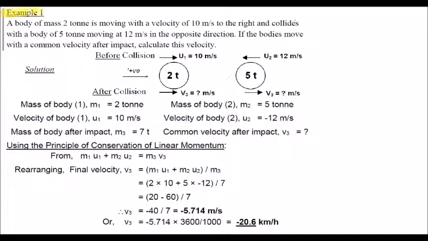Example 1. A body of mass 2 tons is moving with velocity 10 meters per second to the right.